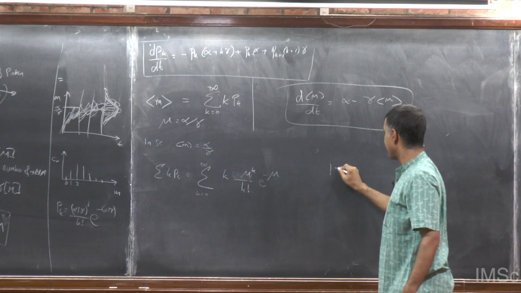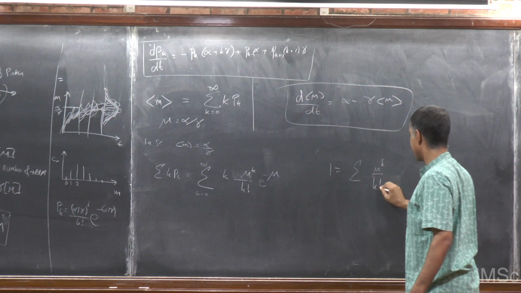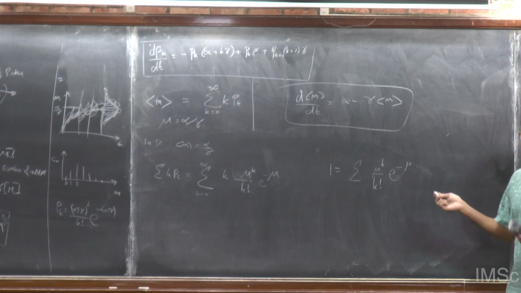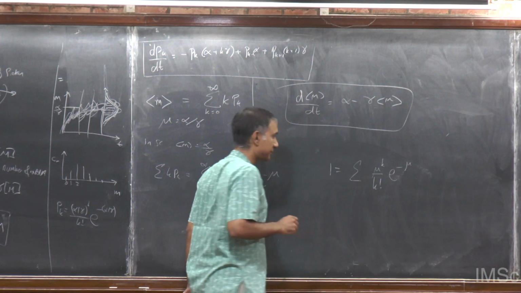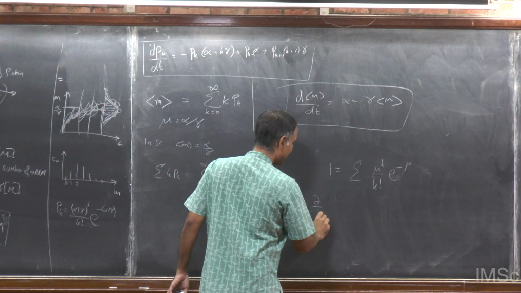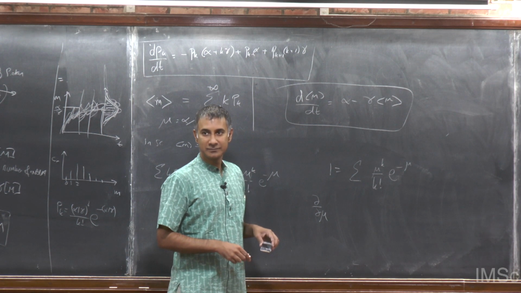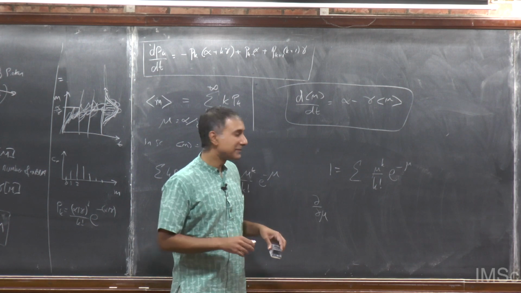So you know that 1 is equal to the sum of mu to the k over k factorial e to the minus mu. That's how we normalize the histogram this way. We knew this. So now you can do a trick. You can take d/d mu of this thing, just for fun.